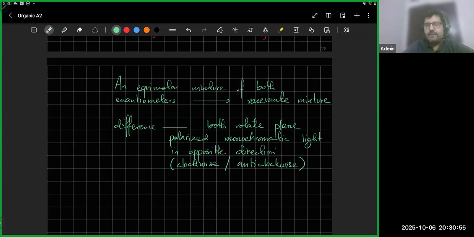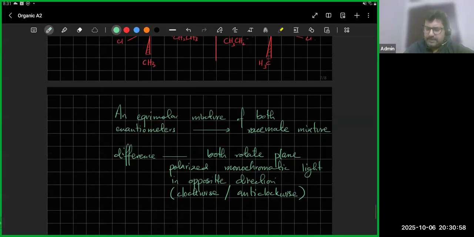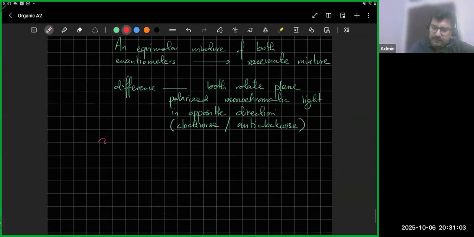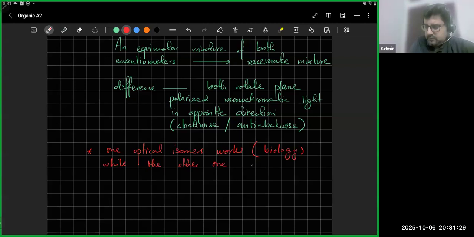Secondly, there's a huge difference when it comes to chemicals, specifically biological functionality. One of them works, the other one probably doesn't work. So one optical isomer works, especially in biology, in medicine, etc., while the other one probably doesn't work, or causes side effects.